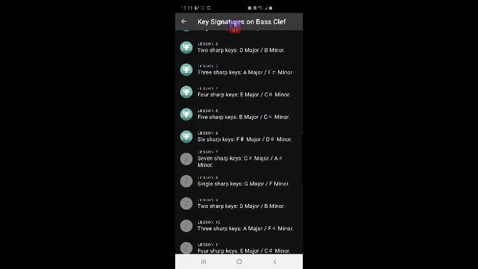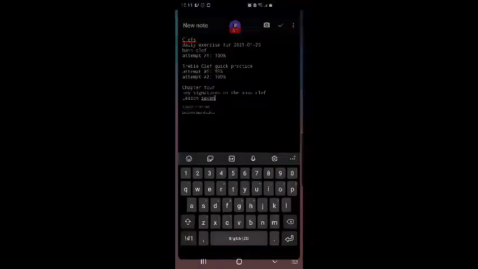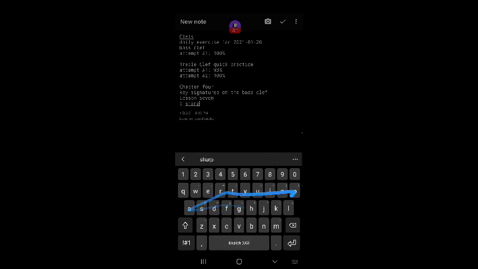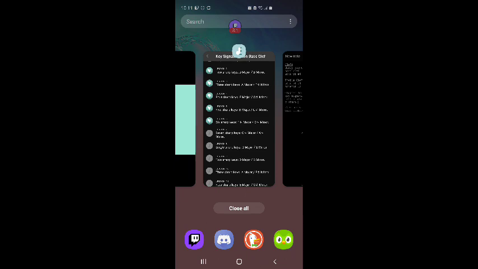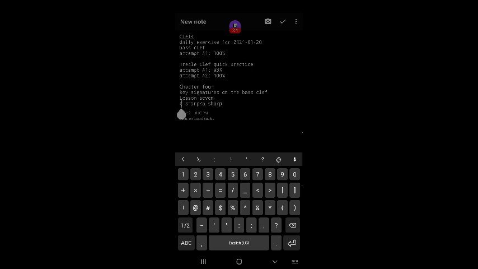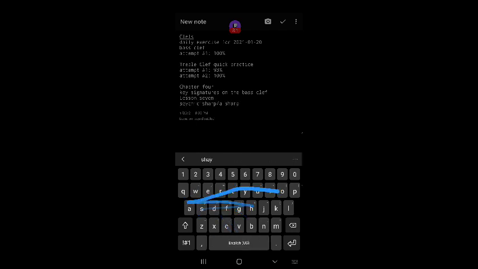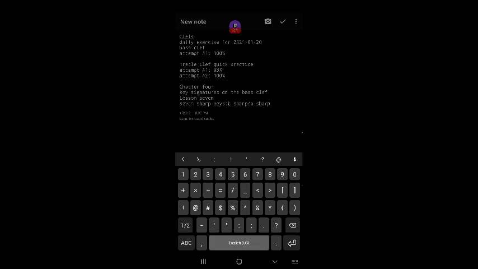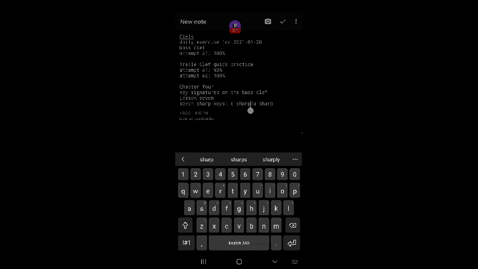It's 7 sharp keys, C sharp major, A sharp minor. C sharp, A sharp. Seven sharp keys. Major, A sharp minor, C sharp major, A sharp minor. Boom.